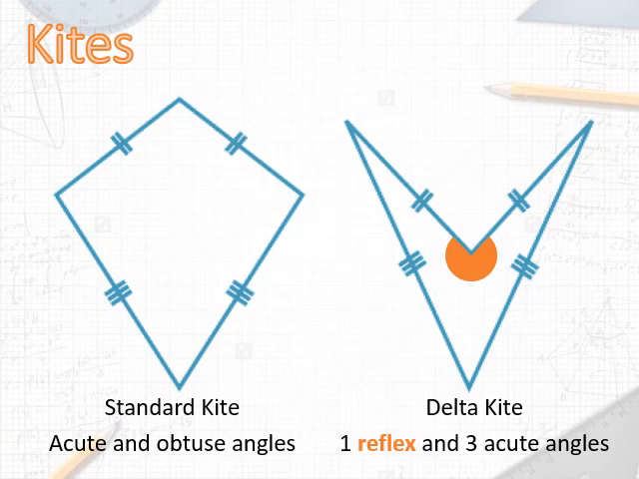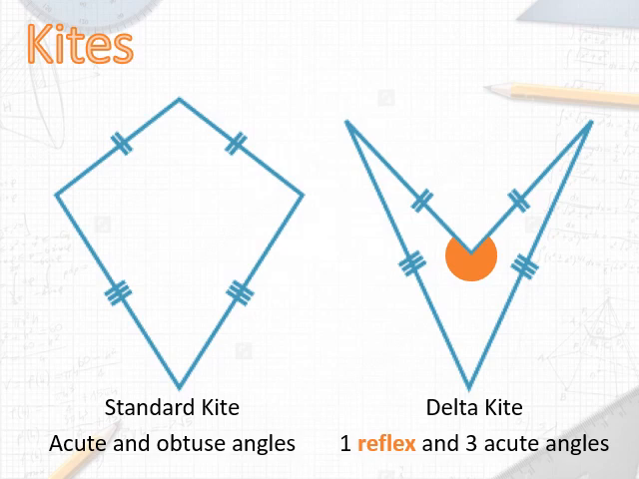Okay, so 2 different types of kites. Very simple. One is your standard kite that you think of, and then the other one is the delta kite. And the only difference between this is instead of it being an outward shape, it actually comes back in on itself. So what we get is a reflex angle in a delta kite.